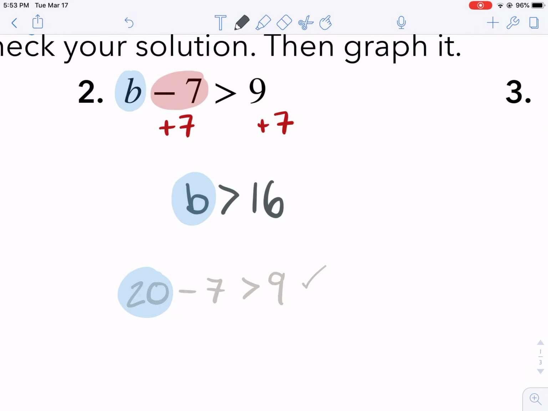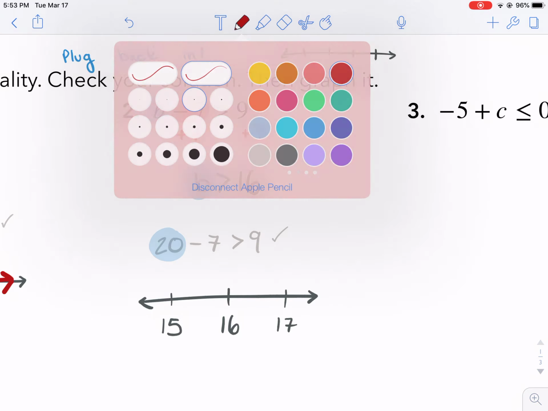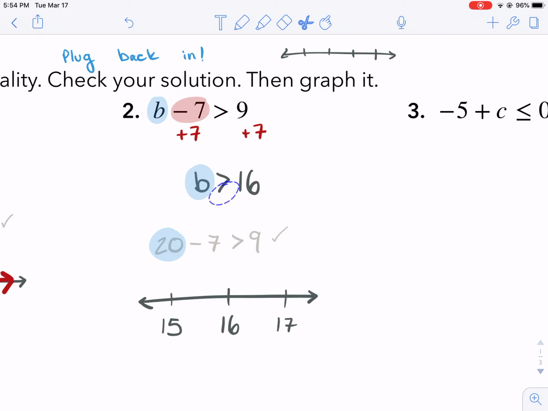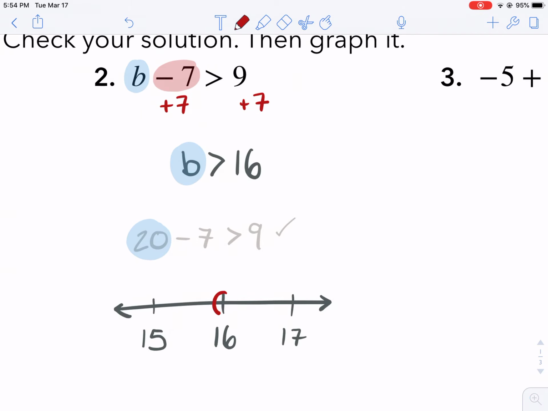Now let's go ahead and graph our solution by putting it on a number line. We are graphing b is greater than 16, so let's center around 16. Numbers greater are 17, less than is 15. Now b is greater than 16, but there is no equal to 16. So we need to give ourselves an open circle on our graph. And again, we have a greater than, so we're going this way.